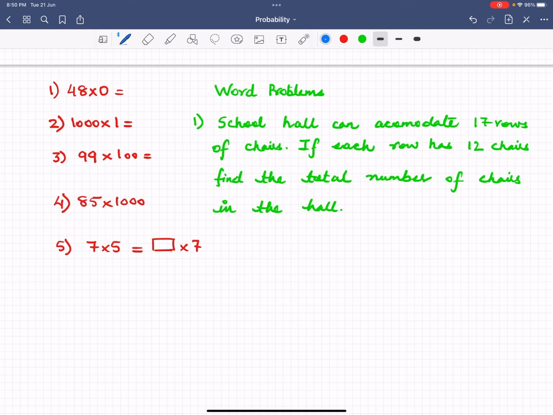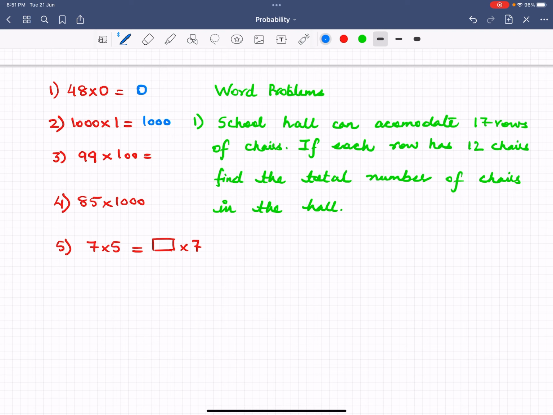So the first question was 48 multiplied by 0. Here we use the rule that when any number is multiplied by 0, the answer is 0. Therefore, the answer for the first question, 48 times 0, is 0. Second question, 1000 multiplied by 1. When any number is multiplied by 1, the answer remains as the number itself. Therefore, the answer is 1000 itself.